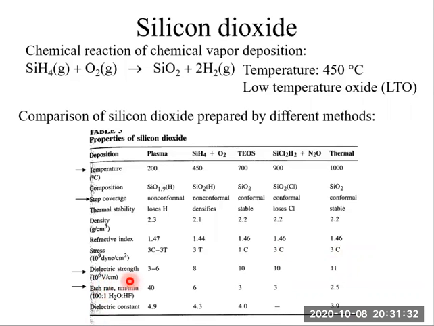Dielectric strength. Dielectric strength refers to the capability of the thin film to withstand voltage before breakdown. Okay, so we can see the unit is megavolt per centimeter. For plasma one, 3 to 6. LTO 8, right? 10, 10, 11.